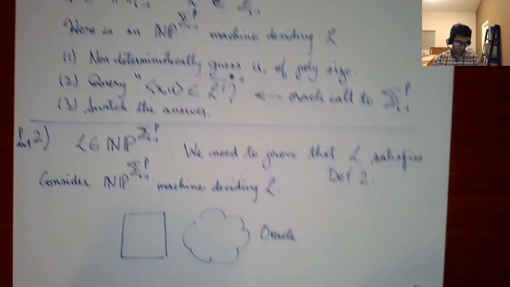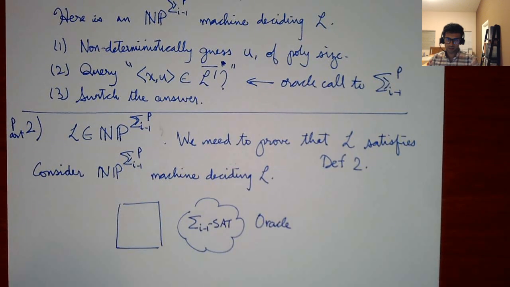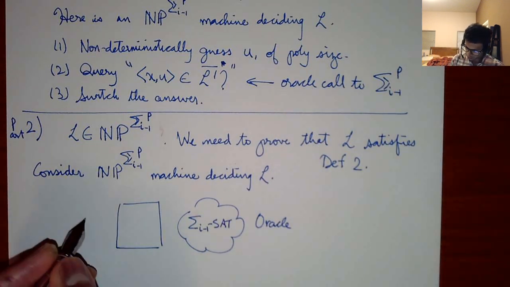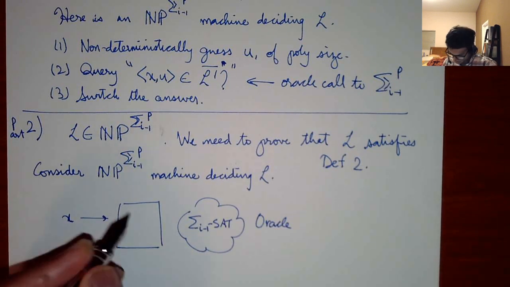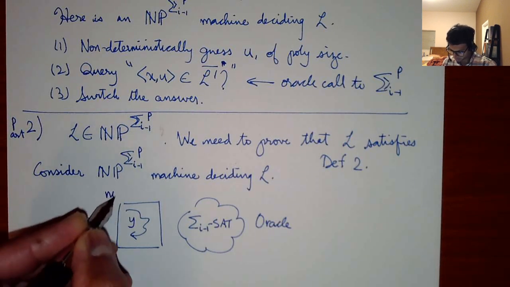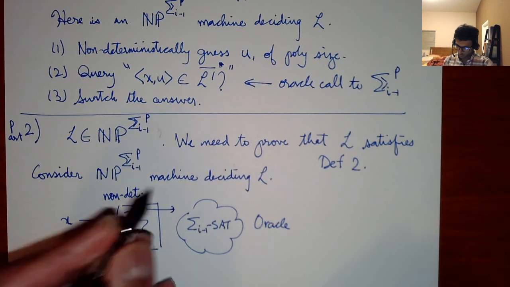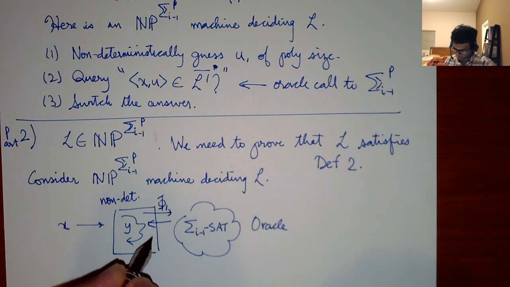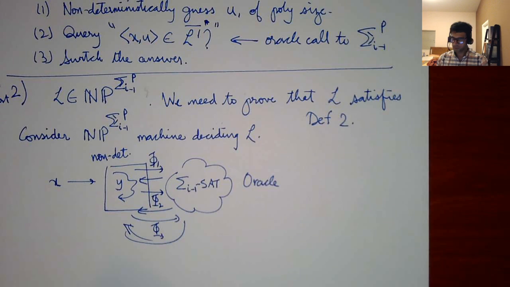Now, if you think about it, because sigma I minus 1 is complete, you just have an oracle to sigma I minus 1 SAT. That's all you really need. So what does this machine do? It's going to take as input x. Now it's going to do some non-determinism, which I represent by y. This is the non-determinism. And then it's going to query for phi 1, get a response. Query for phi 2, get a response, query for phi 3, get a response, and so on and so forth. That's basically what this machine does.